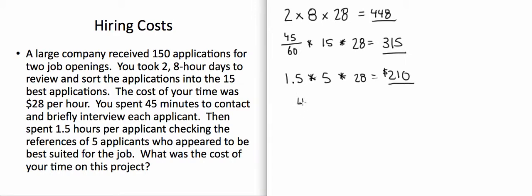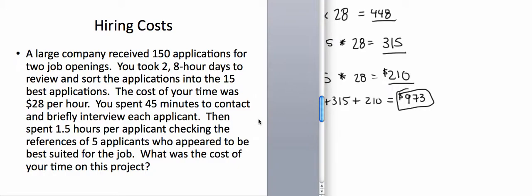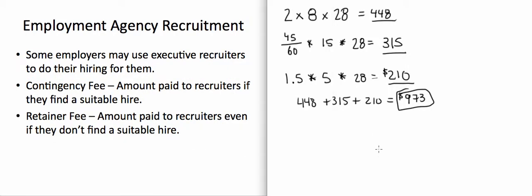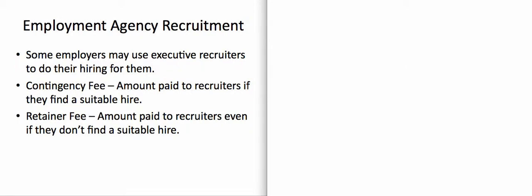So we're going to take 448 plus 315 plus 210. And that's going to give us an answer of $973. So that's how much they're going to pay you for your work that you've done so far in finding the correct hire. And then the last thing here that we're going to talk about is employee agency recruitment.